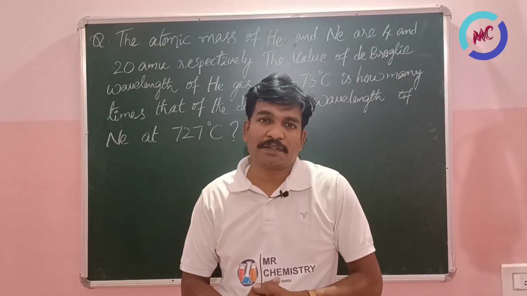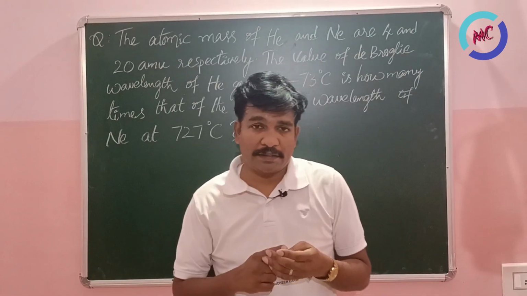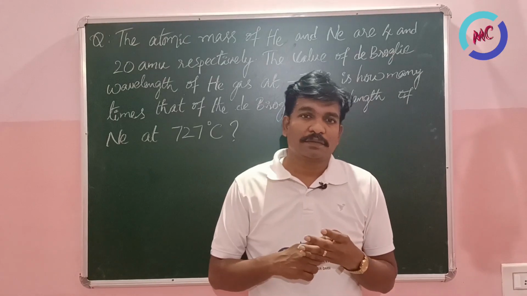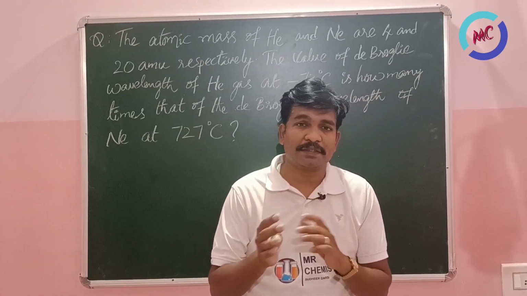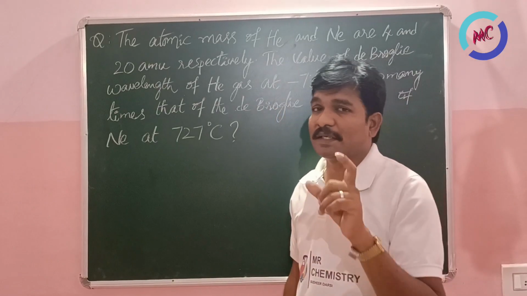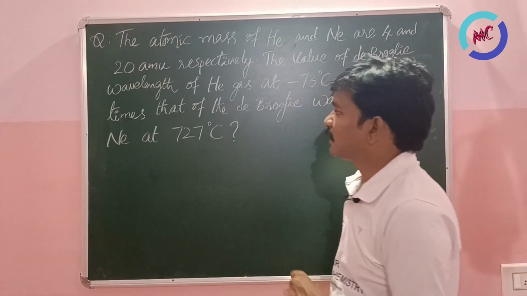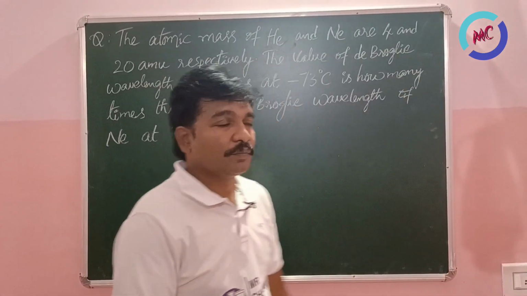It is a special case in de Broglie's wavelength. Till now we calculated wavelength, momentum, mass, velocity, different things related with each other. In this case, they gave temperature also. There is a relation between temperature and wavelength with respect to de Broglie's wave equation.